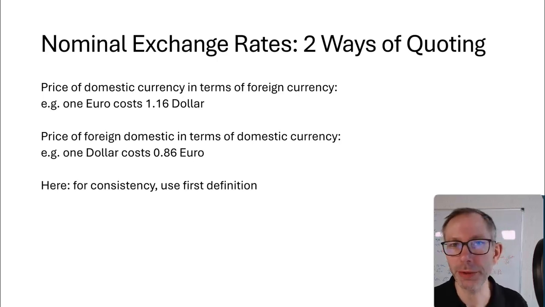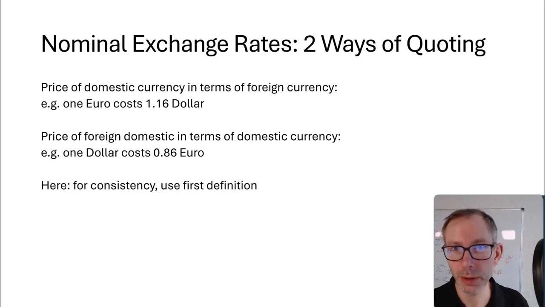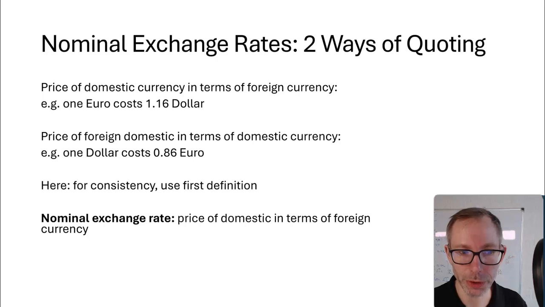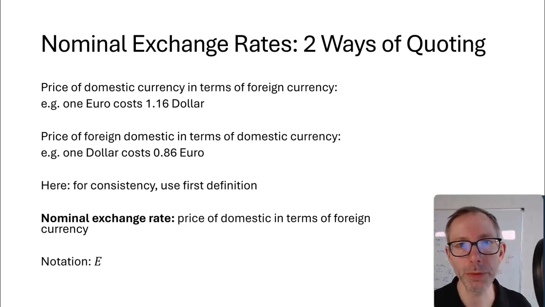Both are correct. There's nothing wrong with either one of them. But of course, it would get very confusing if we switch back and forth. And so for consistency, we just stick with the first definition here. So for our purposes in the course, the nominal exchange rate is the price of the domestic currency in terms of the foreign currency. And the variable that we use for that is going to be E.